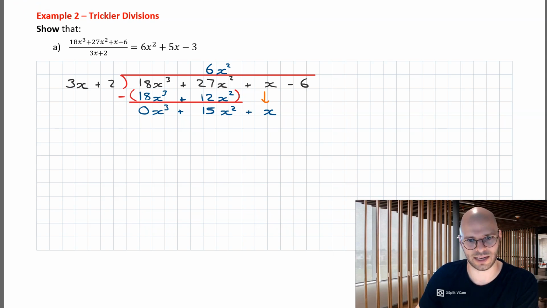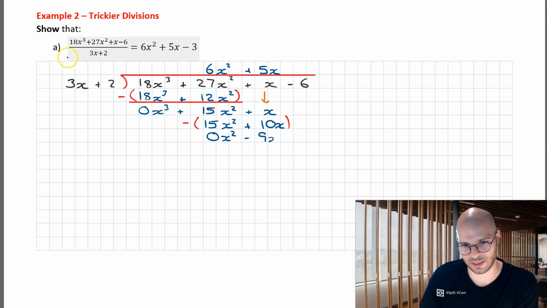Now try and match 15x squared with 3x. To turn 3x into 15x squared, we have to multiply by 5 and multiply by an x. 5x times 2 is going to give us 10x. We now go for subtraction. This will give us 0x squared, and then x take 10x will give us a negative 9x. We now bring down that minus 6.